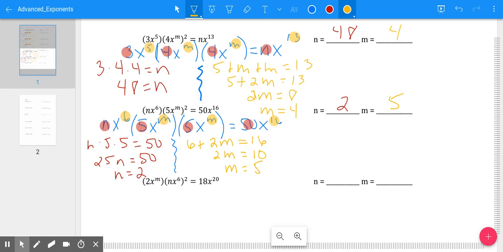And then the last problem on this particular page, again, they've got a squared quantity as our second one, but this time it has 2 n's. So our first quantity, instead of having 2 m's this time, we're actually going to have the coefficient twice. So nx to the 6th times a second nx to the 6th.